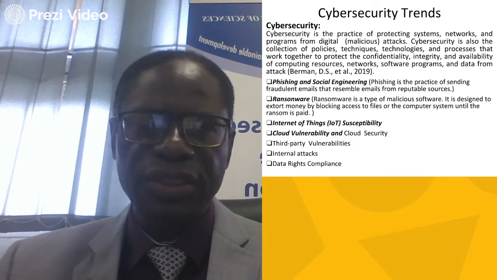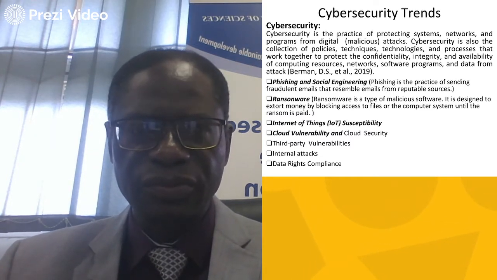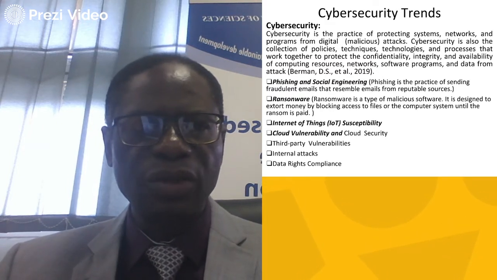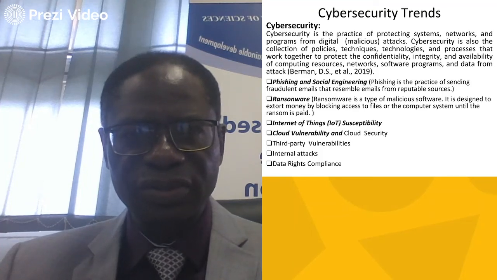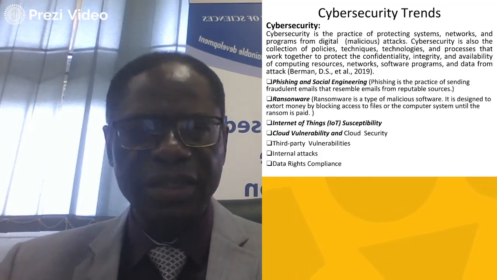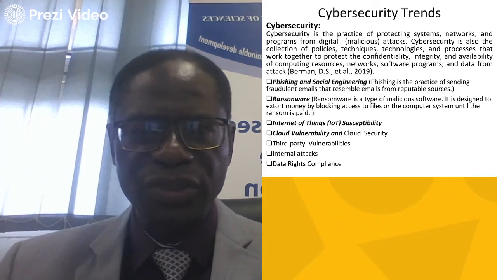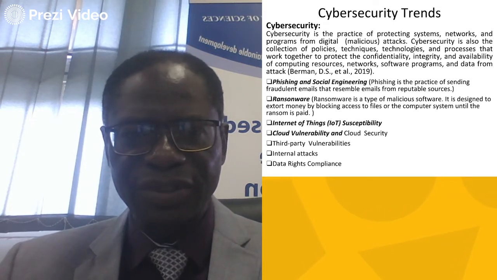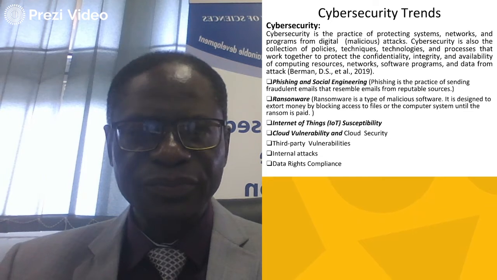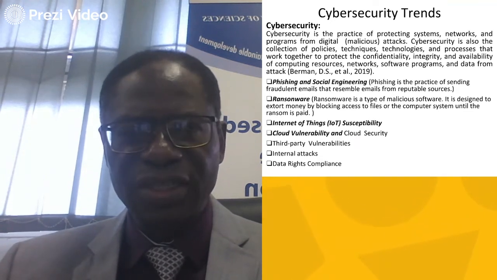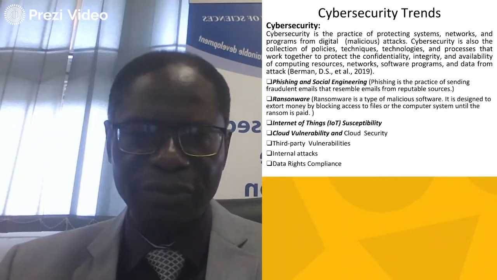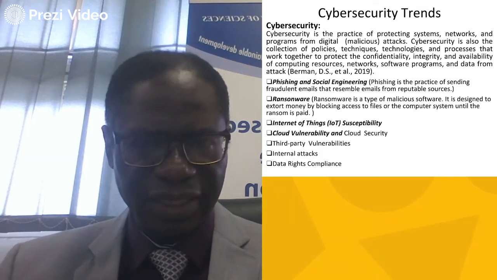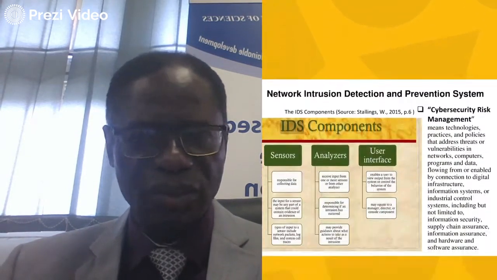And the trends that we see these days, particularly as we look at the beginning of 2021, one looks at phishing and social engineering, which is a practice where people are sending fraudulent emails that resemble emails from multiple sources. There's ransomware, which is a type of malicious software designed to extort money by blocking access to files or computer systems. And there's the Internet of Things that also increases the vulnerability of some of the systems. But let's not also forget that cloud vulnerability is another source of problems because we are relying on and outsourcing these services from other organizations. So these kinds of trends are worth noting.